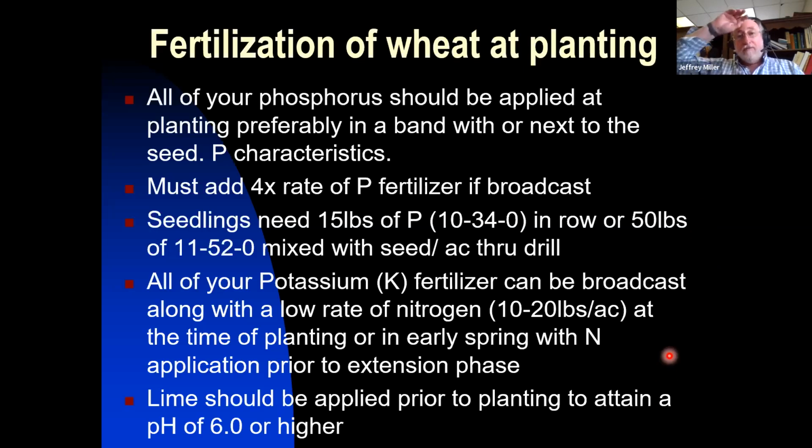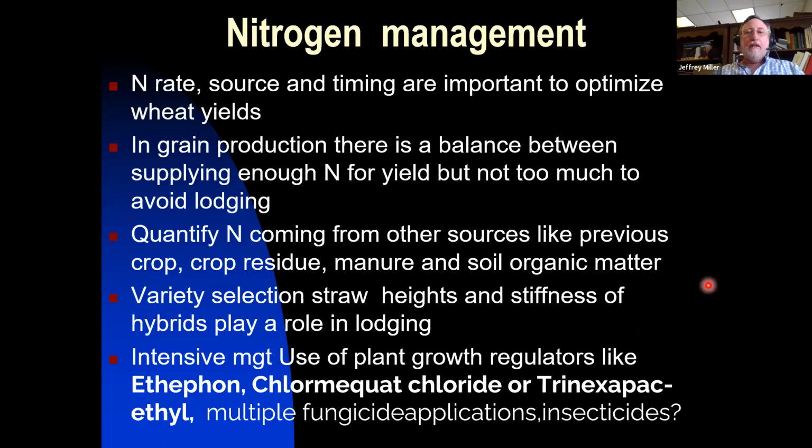All of your potassium, which is a salt, just like nitrogen, can be broadcast ahead of planting. If you can't get it on before planting, maybe you can just surface apply in the spring. Lime should be applied prior to planting the crop, and you should be at a pH of 6 or higher at that time. So now we get into nitrogen management.